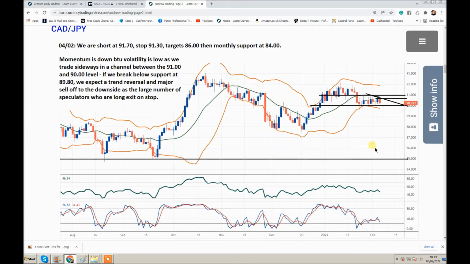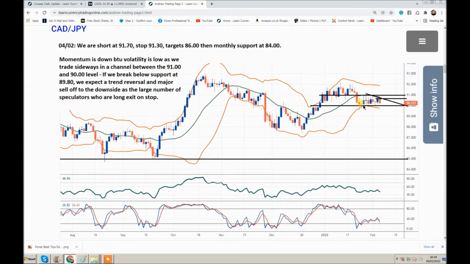Trapped in a range. So it's kind of minor profit, about 150 pips, but I've reduced our position by two-thirds. I've just left a small trade in. I want to see this range break. So if we break below this level here, 90, so I want to see 89.80, to put in a bigger position. I'll take it and see if we run to the downside and the speculators get hit on stop.